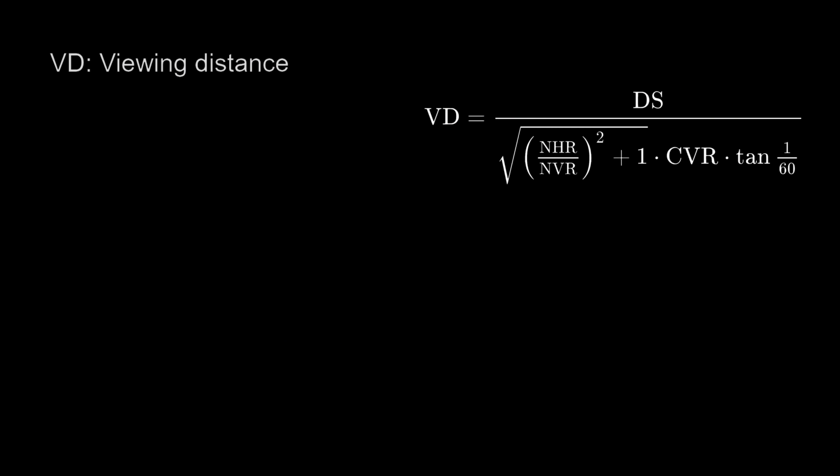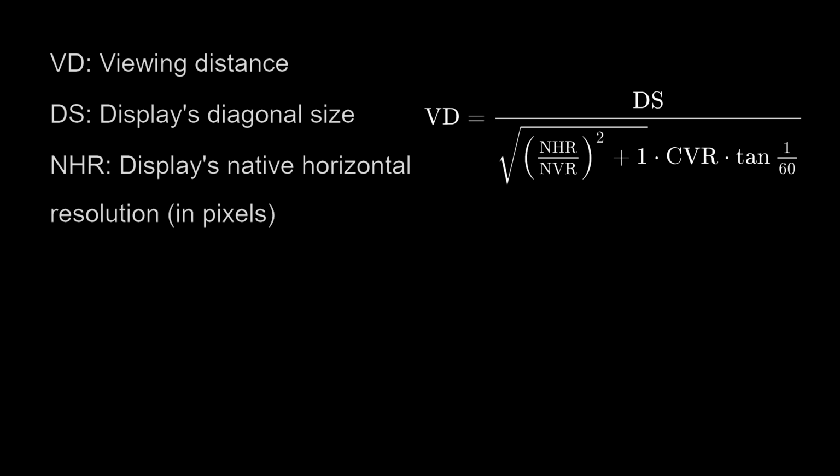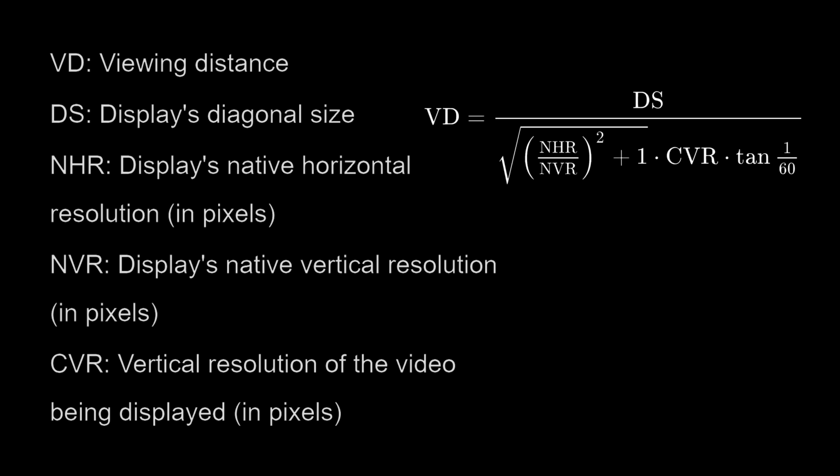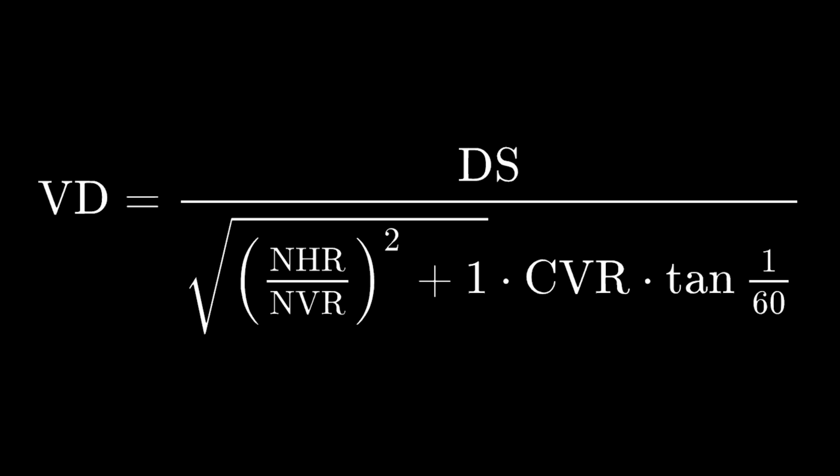Now, it seems like a mouthful up front, but the variables represent a simple plug-and-chug format. VD here represents viewing distance, DS is your display's diagonal size, NHR and NVR are the display's native horizontal and vertical pixel counts, and CVR is the vertical resolution of the image displayed on screen, assuming you're upscaling or downscaling. That's what this accounts for. So there's really no complex math involved here, just division, multiplication, powers, square roots, that's it.